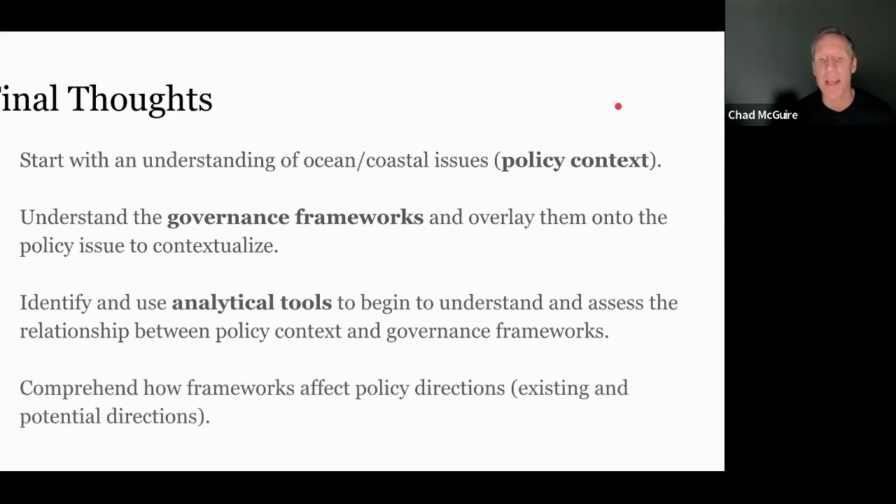And then finally, comprehend how those frameworks affect policy directions, both existing and potential directions.